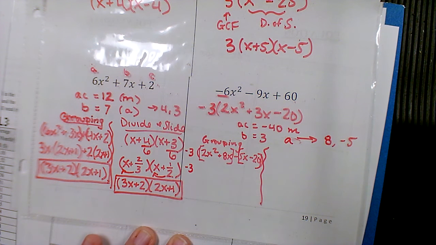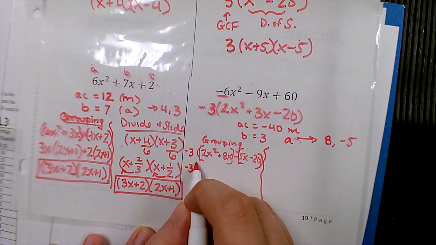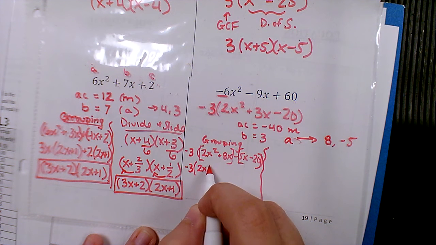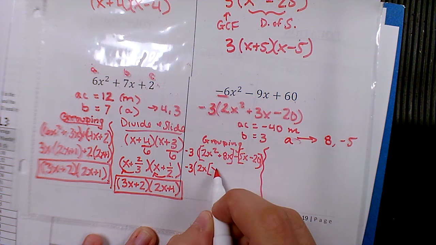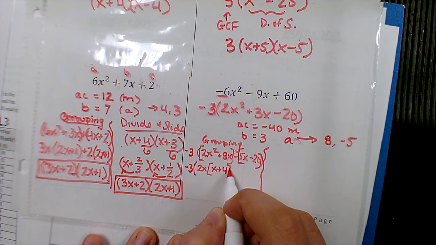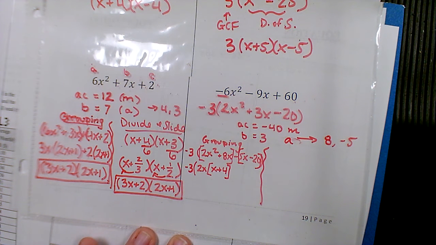What can we pull out of the first group? Go, Tori. A 2x. So we're left with an x plus 4. Okay. Now the goal with grouping is that if this is an x plus 4, we've got to make sure we get the same leftover factor from the second group. So what can we pull out from a -5 and a -20 to make it an x plus 4?